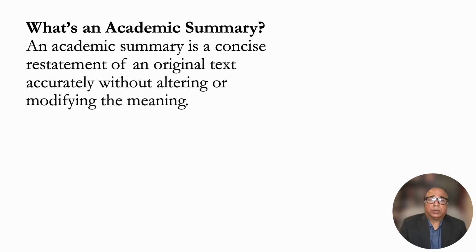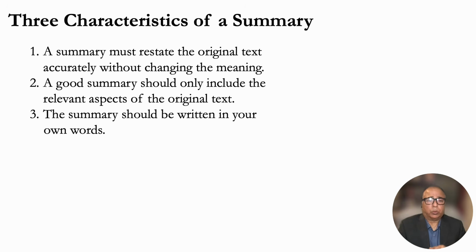What's an academic summary, you ask? An academic summary is a brief, concise, short restatement of an original text, accurately without changing its meaning. That is an academic summary. Okay? There are three characteristics of a summary that's important for you to know. A summary must restate the original text without changing the meaning.